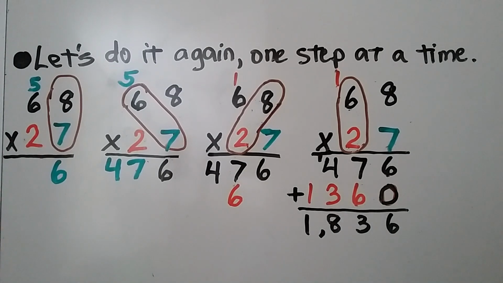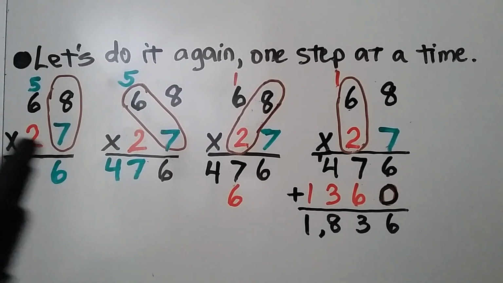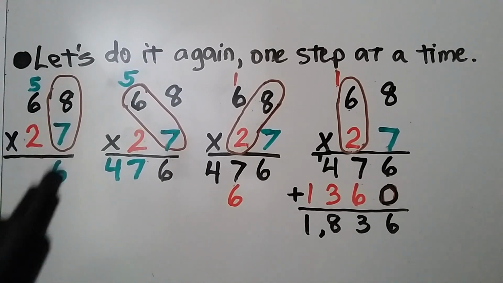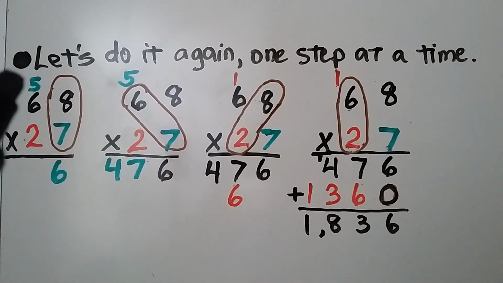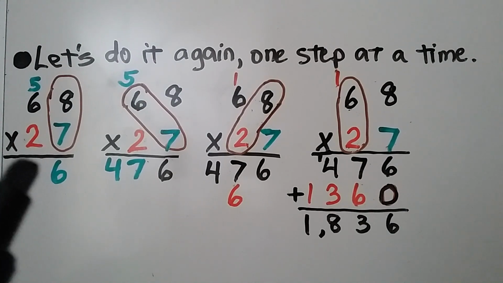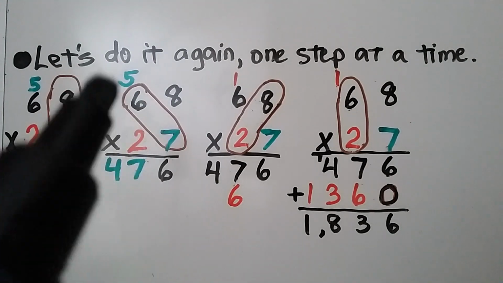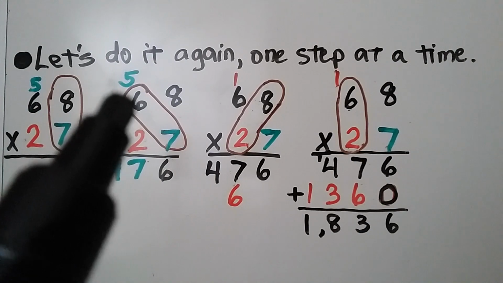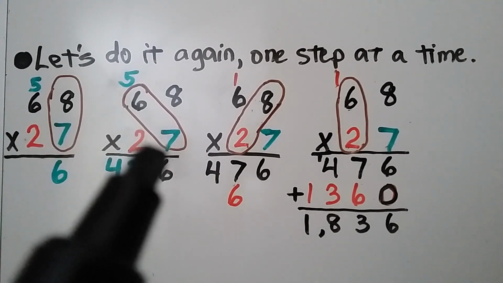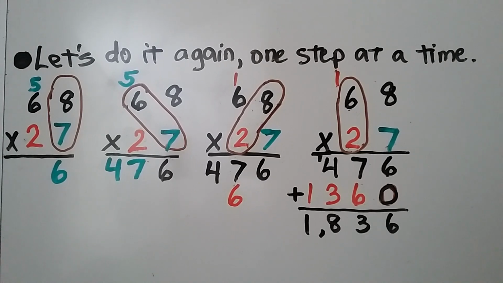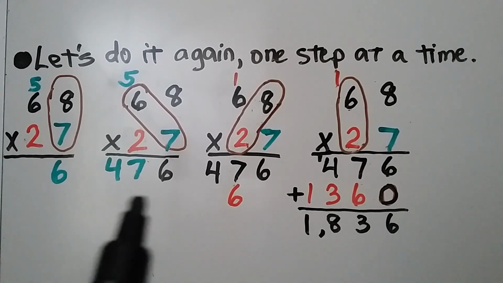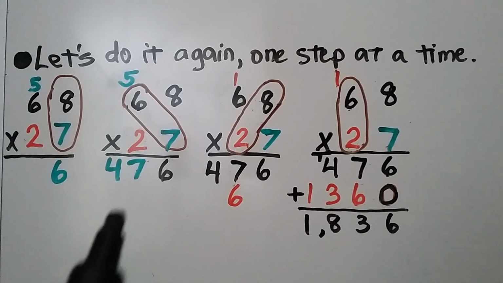We have 68 times 27. We start with the ones place. 7 times 8 is equal to 56. We regroup the 5 and put the 6 down. Now we're going to multiply in this direction and do 7 times the 6 tens. 7 times 6 is 42, plus 5 more is 47. Now for our first partial product, we have 476.